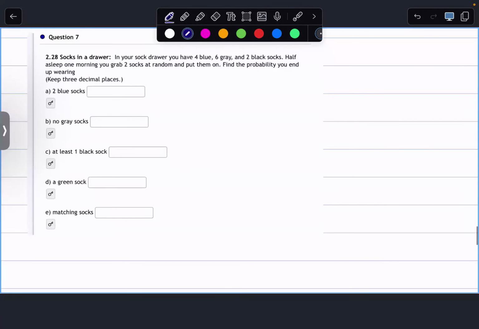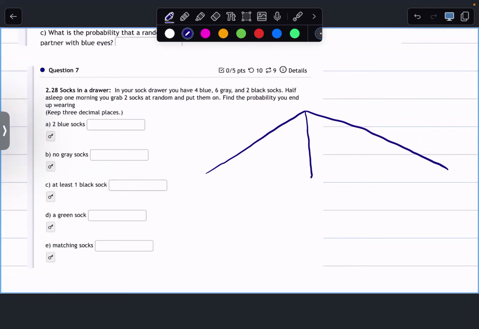Oh, I'm going to need more space, aren't I? Okay. In the drawer, I have 3 different colors. And I've got blue, gray, and black.